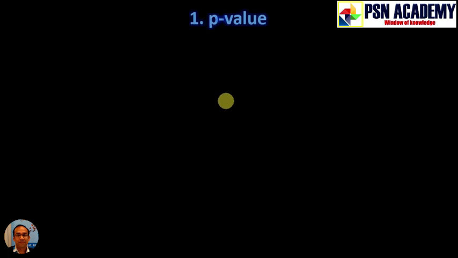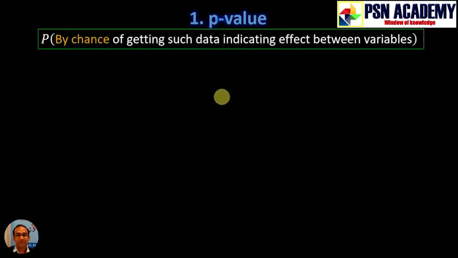We start with p-value. What is p-value? P-value is the probability of getting, by chance, such data that indicates an effect between variables. That means whatever data you have got, whether you have got it by chance or due to some effect.